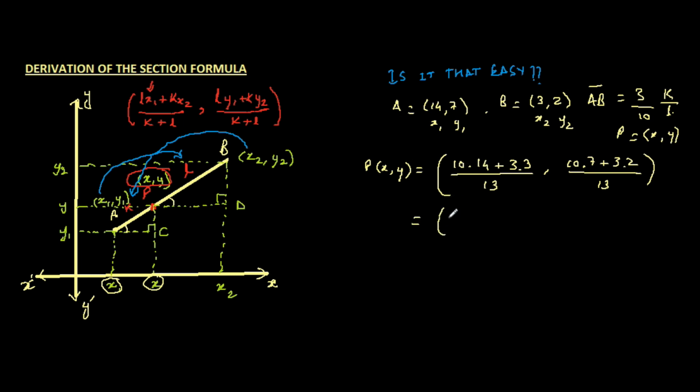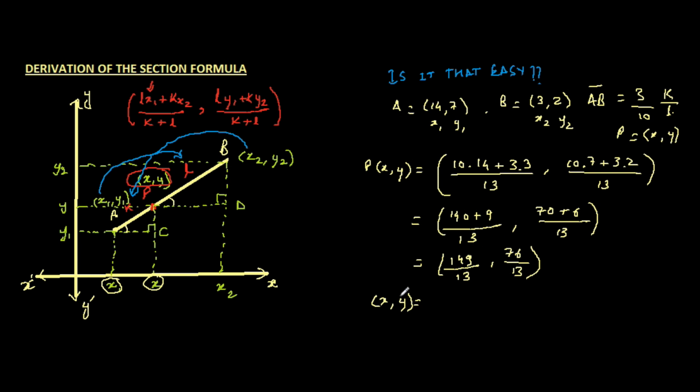So this becomes 140 plus 9 over 13, 10 times 7 is 70 plus 6 over 13. So this will give me 149 over 13 and this will give me 76 over 13. And if we simplify that, we get the ordered pair x, y as 11.46. So I can write it as 11.5 comma 5.84, or I can just leave it as 5.8. So the coordinates of the point P should be 11.5 comma 5.8.